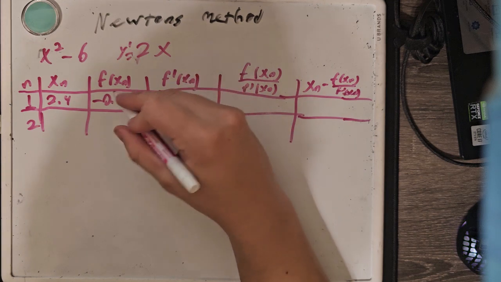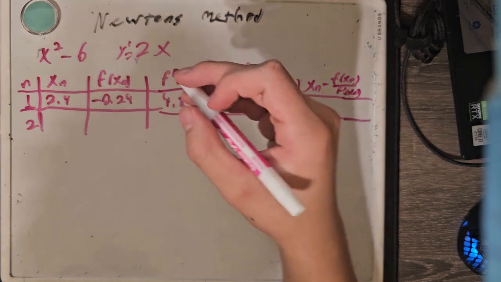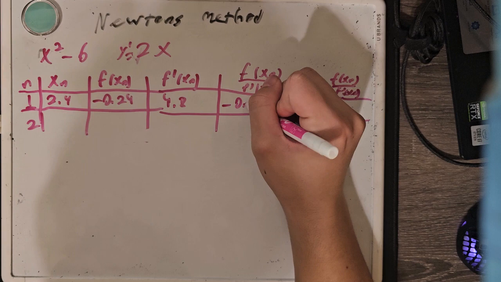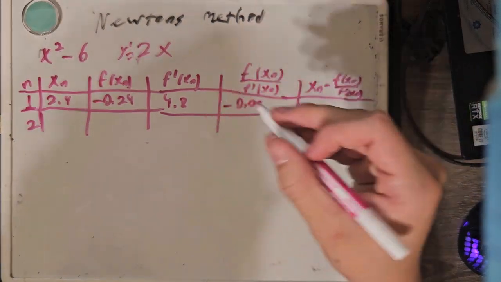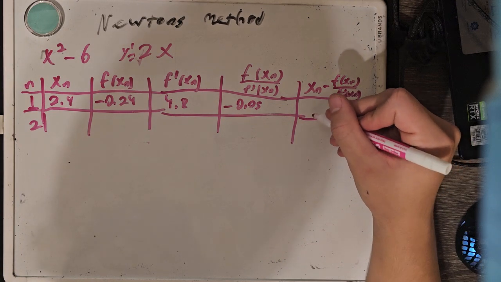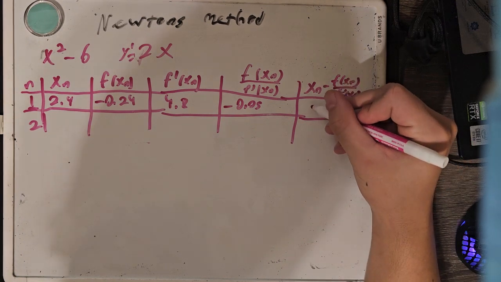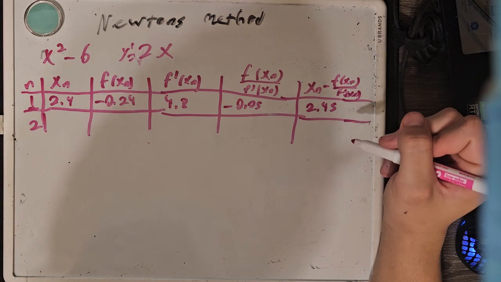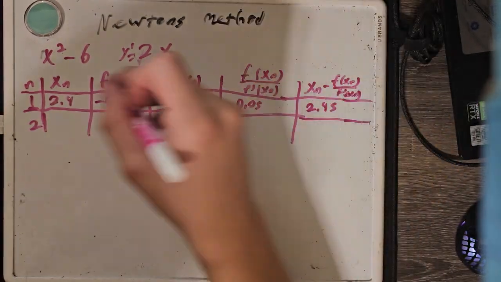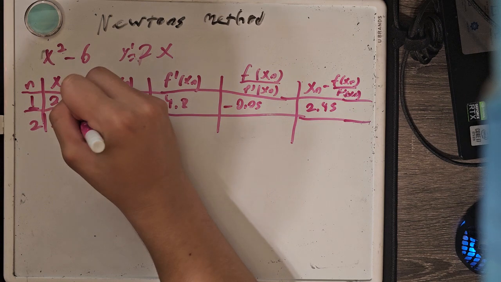Now we put these two over each other. So negative 0.24 over 4.8 equals negative 0.05. Then we subtract that from 2.4, and since it's subtracting a negative number, we get 2.45. And then this becomes our second iteration.